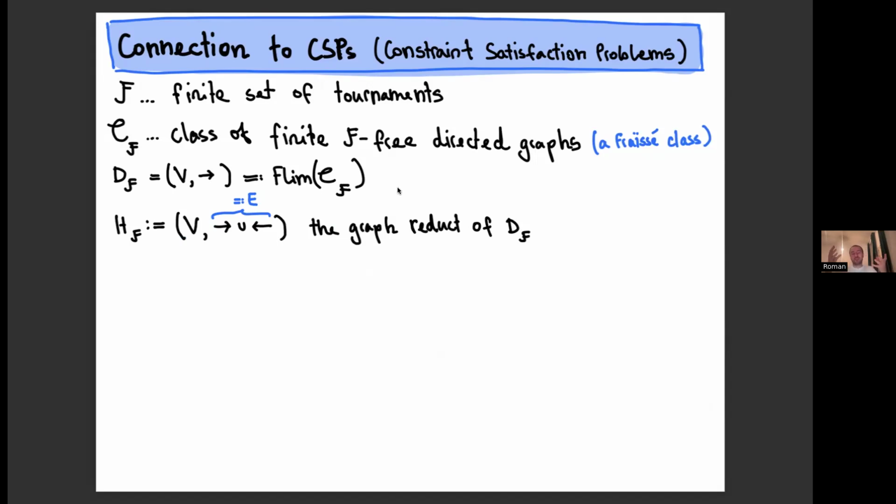And this is the universal homogeneous F-free directed graph, the countable homogeneous universal F-free graph. And its graph reduct we denote by HF. So this will again have the same set of vertices, and then we symmetrize the edge relations. We take all the edges pointing one way, and then we symmetrize them. And in particular, this is a first order reduct of the graph DF.